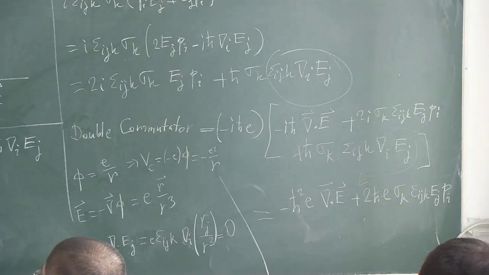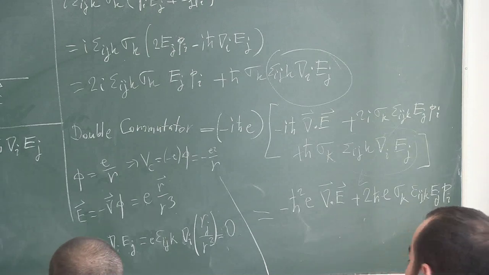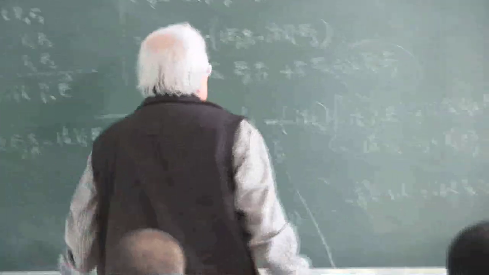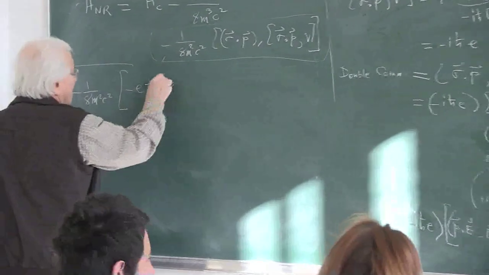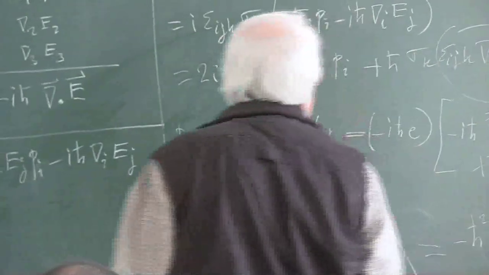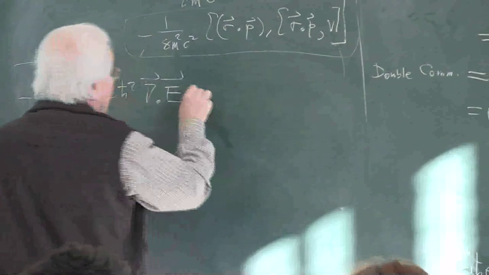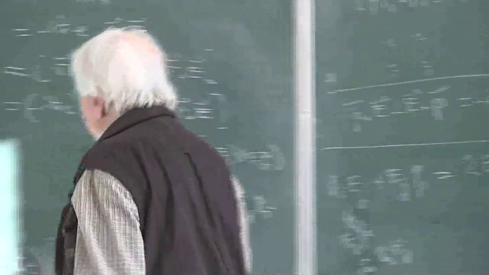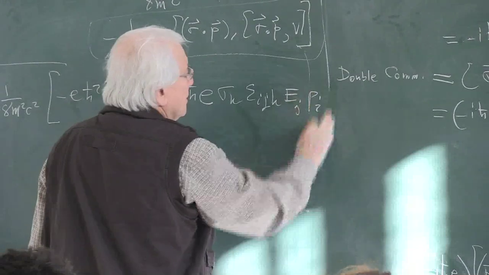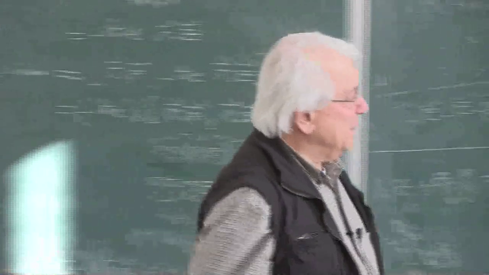Here is the double commutator. So I can come underneath and write this additional piece as minus 1 over 8 m squared c squared times minus h bar squared e, the divergence of E, plus 2 h bar e sigma k epsilon ijk ej pi. Okay. Yes, correct.